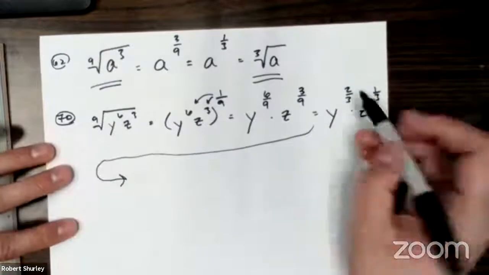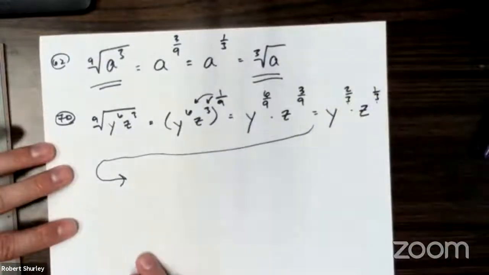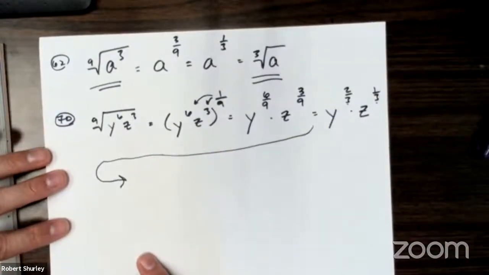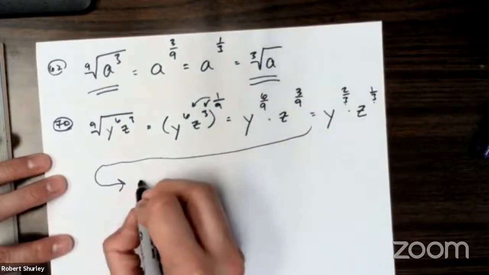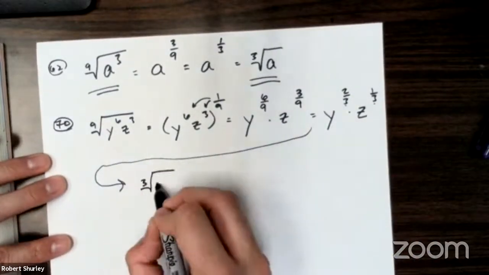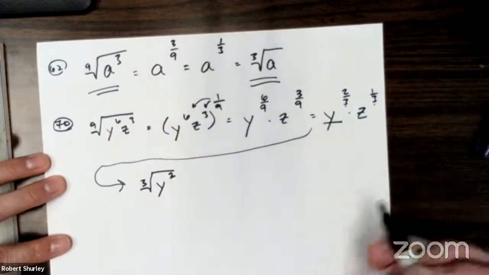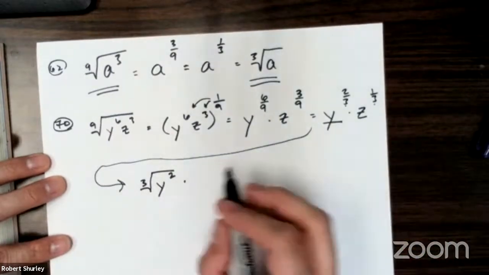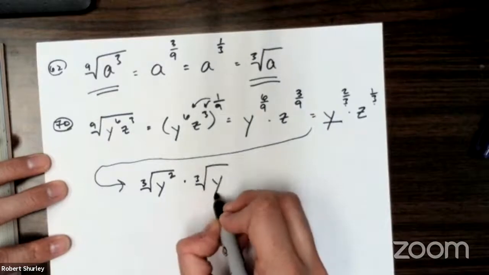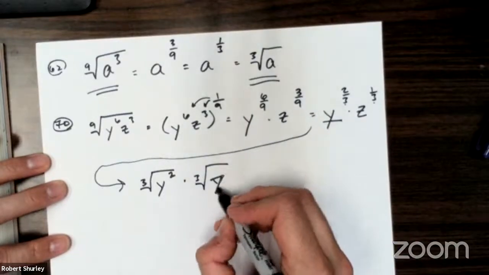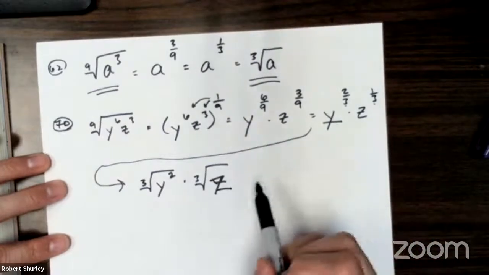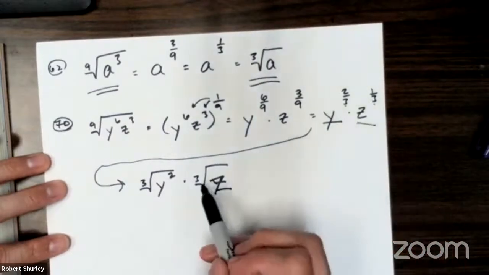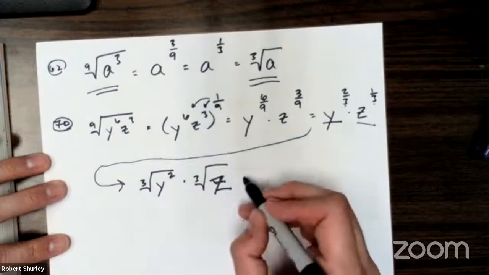Now what's important here is both of these have the same denominator, right? They both have the same denominator. So if I wanted to write separate radicals here, it would look like the cube root of y squared, right, for this first one, times the cube root of just, oh, that's a z, okay? The cube root of z for the second one. And because they have the same root, you can combine them.